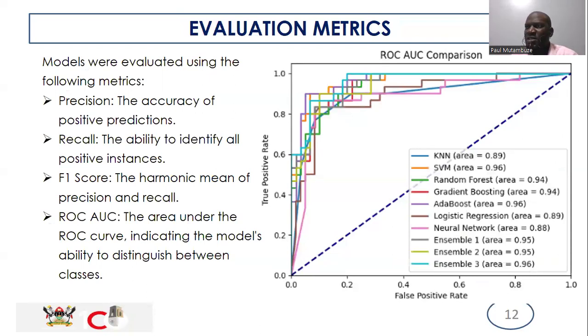So the evaluation metrics. The models were evaluated using the following metrics: the precision, the accuracy of positive predictions; the recall, which is to identify positive instances; the F1 score, the harmonic mean of precision and recall; and then the area under the ROC curve, indicating the model's ability to distinguish between the classes. You can see the performance of them, and you see that the ensembles are still performing better than the individual models.